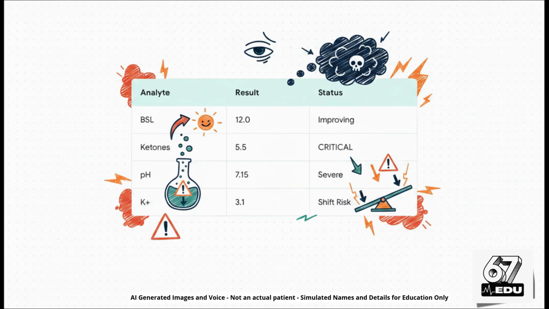But look at the next lines. Blood ketones are at 5.5. That is still critically high. Her pH is still severely acidic at 7.15. Her sugar might be normalizing, but her metabolic state is absolutely still in active crisis.